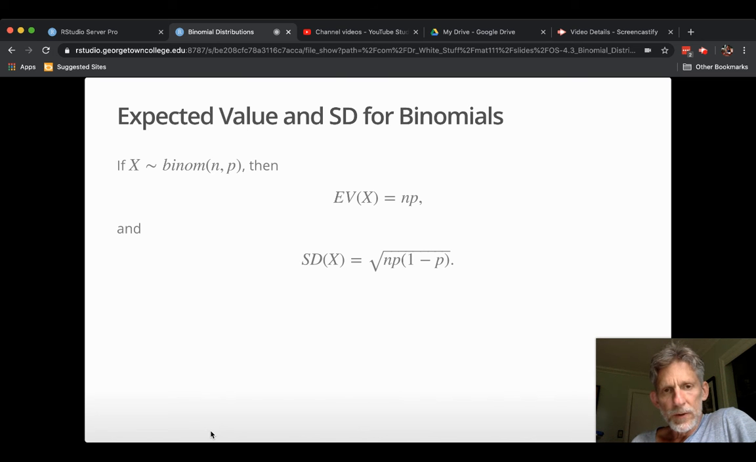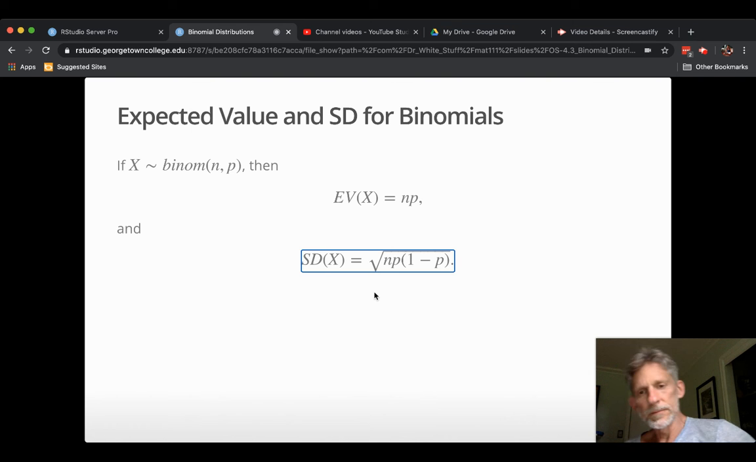So it turns out that for binomial random variables, there are fairly simple formulas both for their expected value and for their standard deviation. If x is distributed as a binomial random variable with n trials and chance of success p on each trial, the expected value for x is just n times p, number of trials times chance of success. The standard deviation for x is a bit more complex. You have to multiply n times p times 1 minus p together, and then take the square root of all that.